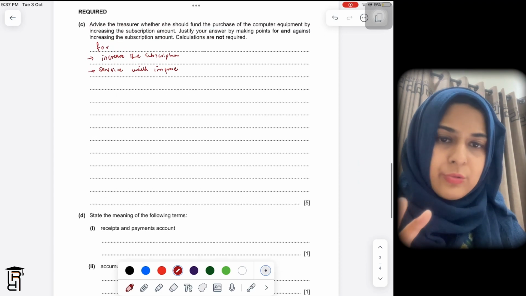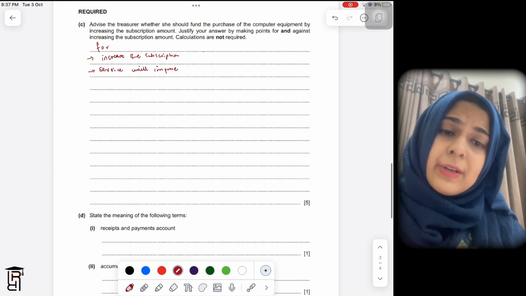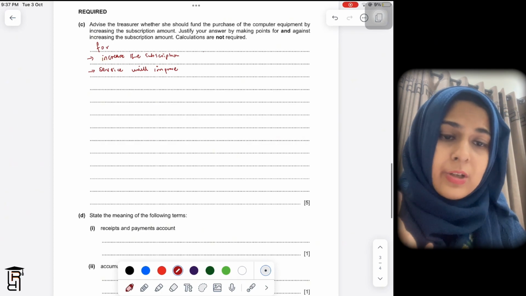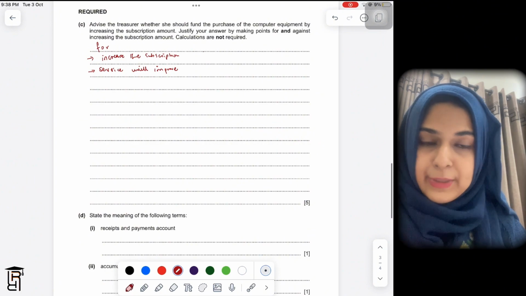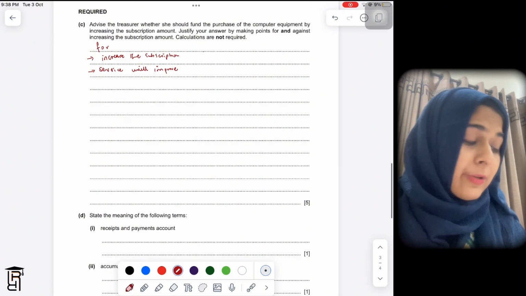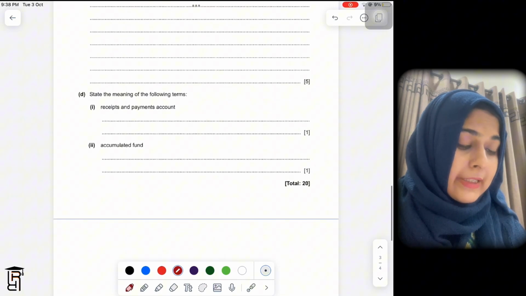So what you have to do is arguments for, arguments against, and then give a recommendation. The recommendation is your opinion, so that can be for or against the argument in the question, so you don't have to worry about it. Then that's it for this theoretical question.